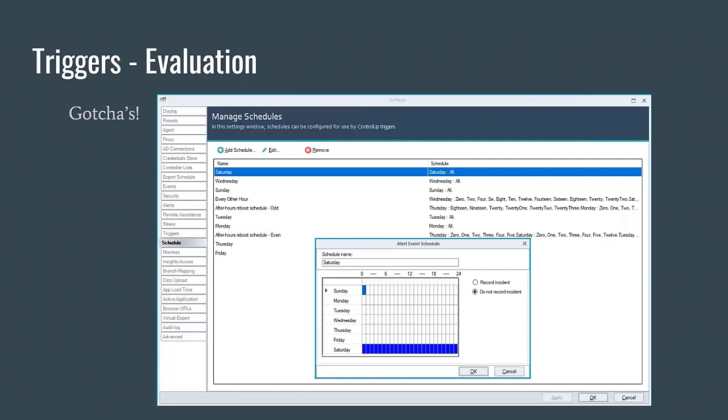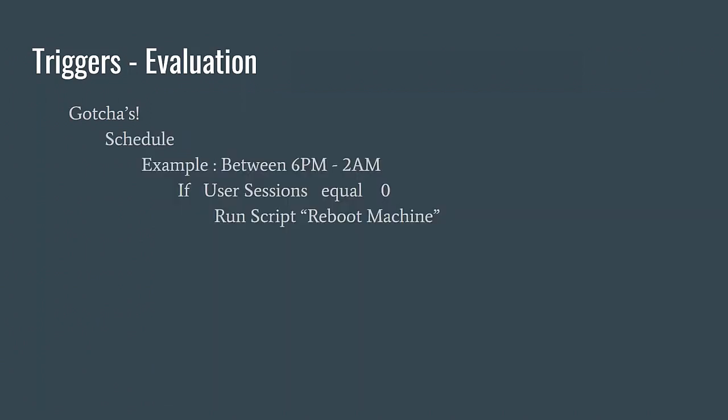All right, so anyways, we've got the schedule here, and you can see you can create custom schedules. You could create something like, the triggers are only going to fire from 6 p.m. till 2 a.m. if it detects that the user sessions equal 0. So run the script reboot machine. This is quite powerful, because one of the challenges that we have in the EUC space today is that we need servers to have maximum availability and minimum downtime. And one of the challenges we have today is that we set these servers to be offline at 6 and then we reboot them at 2.